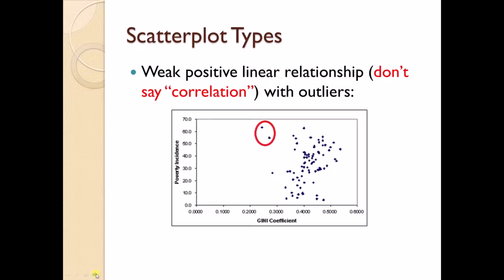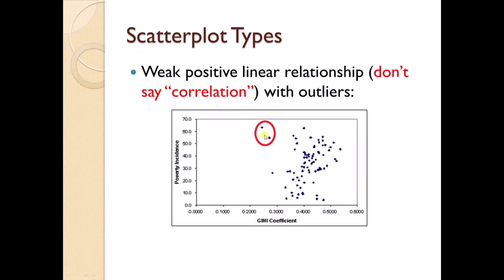Okay, here is a weak positive linear association. It's not correlation. Correlation is a number summary, so please use relationship or association, but not correlation. That's just not good usage for the terminology.